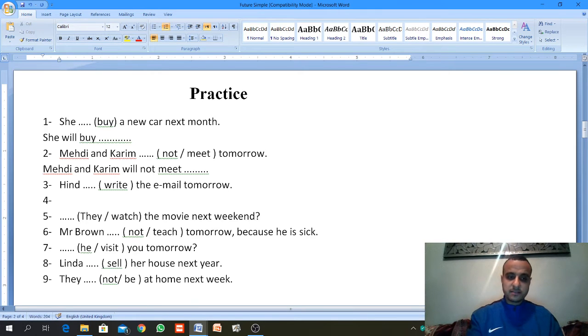The next sentence is: Hind write the email tomorrow. So this is an affirmative sentence. We have no question mark and no not. The rule for the affirmative is subject plus will plus infinitive without to. So the subject is Hind plus will. The infinitive without to is write. Hind will write the email tomorrow.